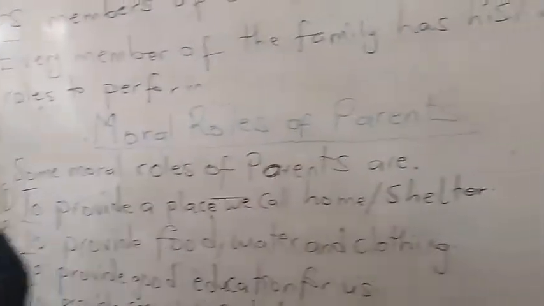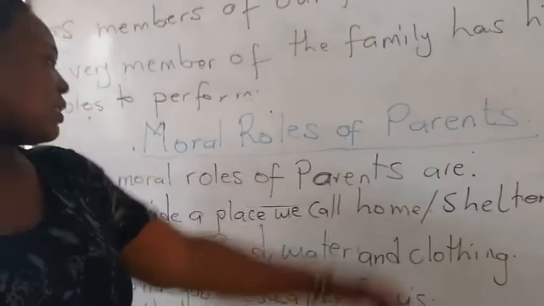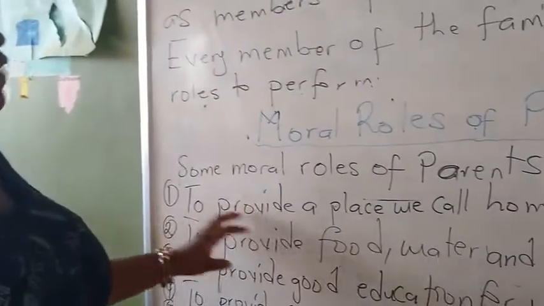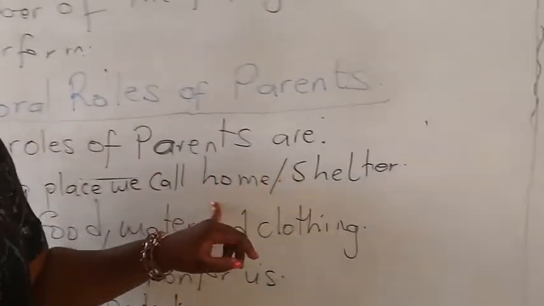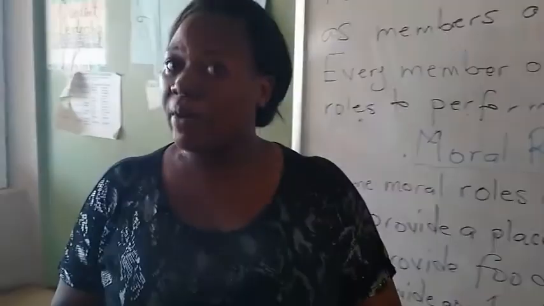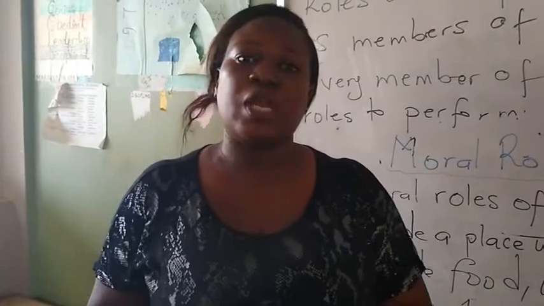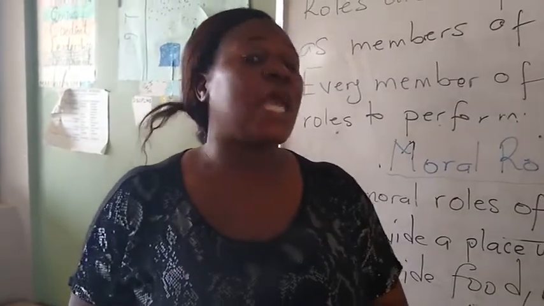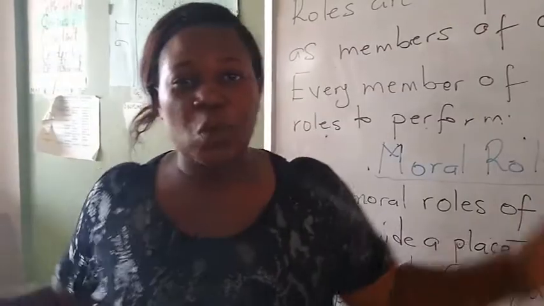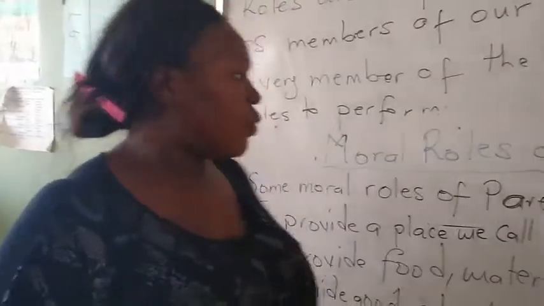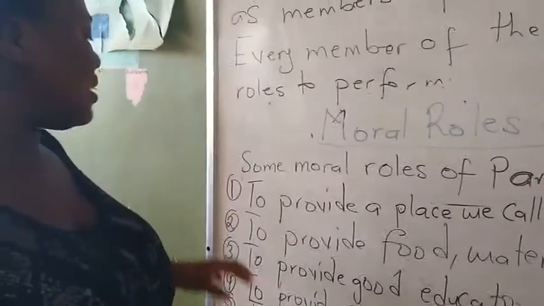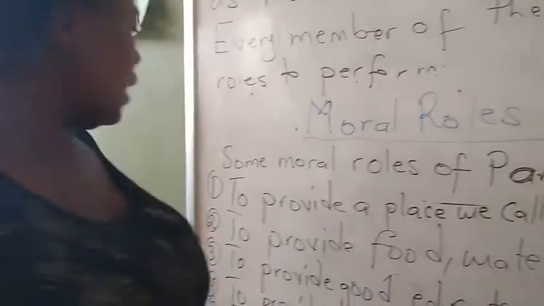Moral roles of parents. Some moral roles of parents are: 1, to provide a place we call home or shelter. So it is the responsibility of our parents, not we as children, the parents, to provide a home, a place we call home. As children, we have to get a home, that is a shelter to live in.